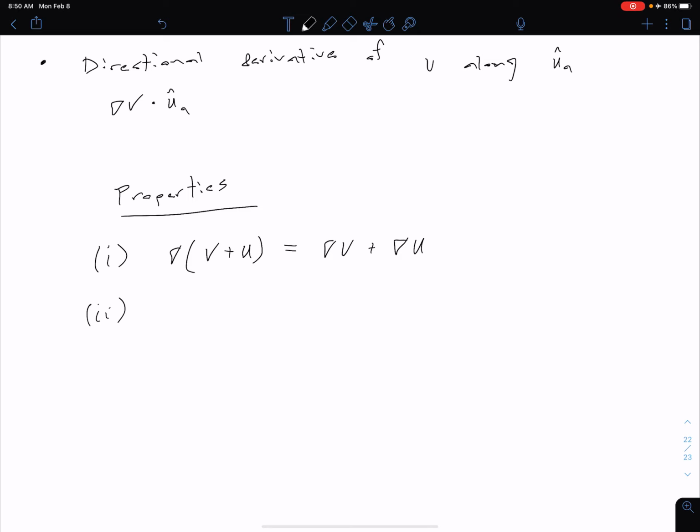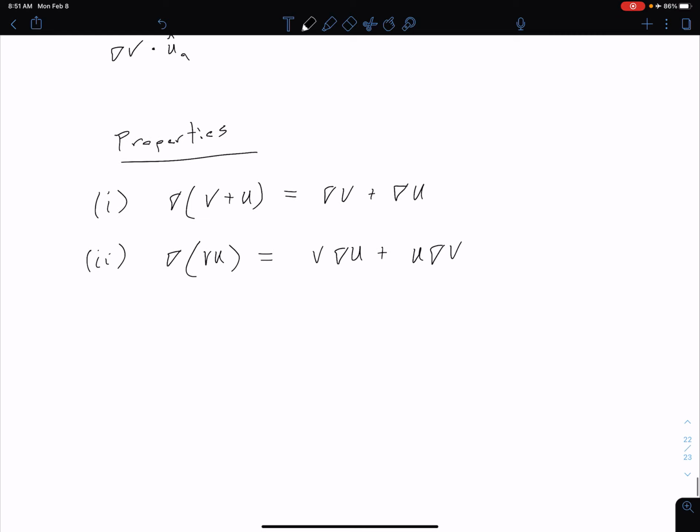Our second property we're going to consider is similar to our product rule. So let's say we have del of v times u, so we have two scalar fields multiplied together. Like our product rule, if we think about taking the derivative of the product of two things, we have the first times the derivative of the second plus the second times the derivative of the first. So here we're going to say v times the gradient of u plus u times the gradient of v. Again, that's sort of like our product rule.